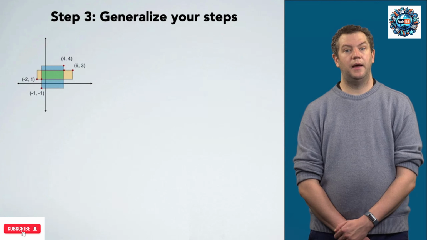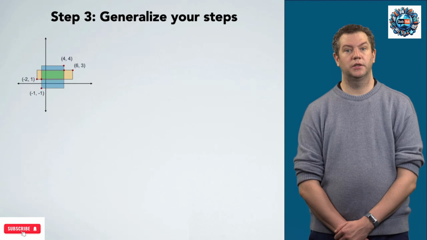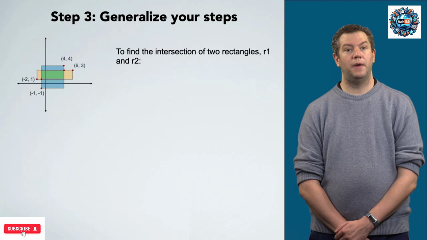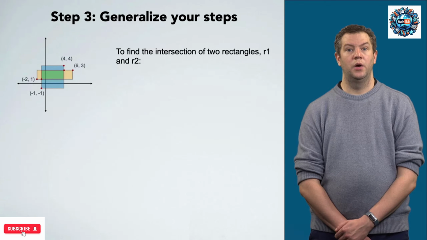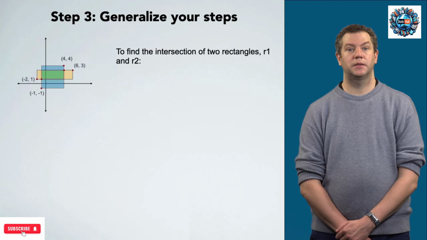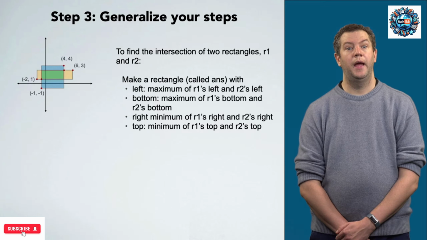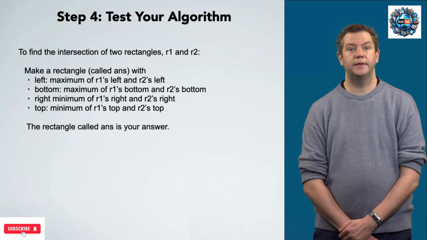Let's write that down a bit more explicitly as directions. First, we make a rectangle, which we will call ans, with the sides determined by the maximum or minimum of the input rectangles' sides as we just discussed. And then, the rectangle ans, which we just made, is our answer. Next, we should test our algorithm.